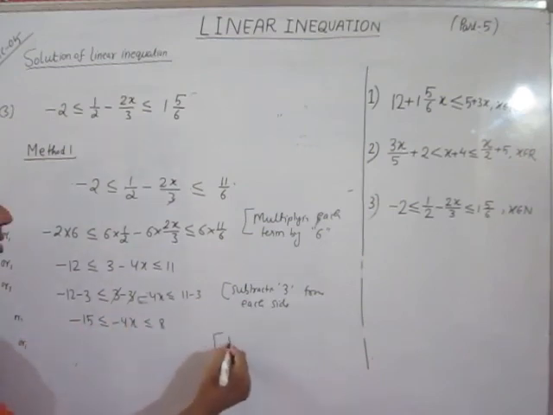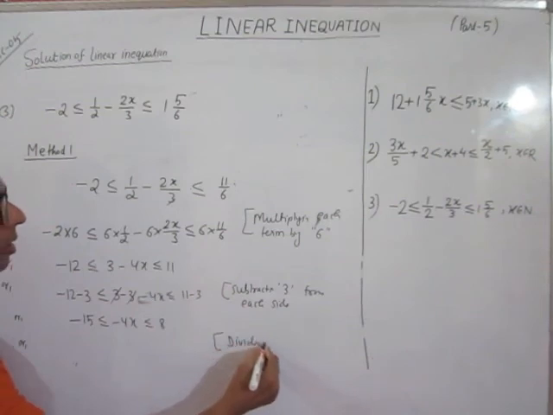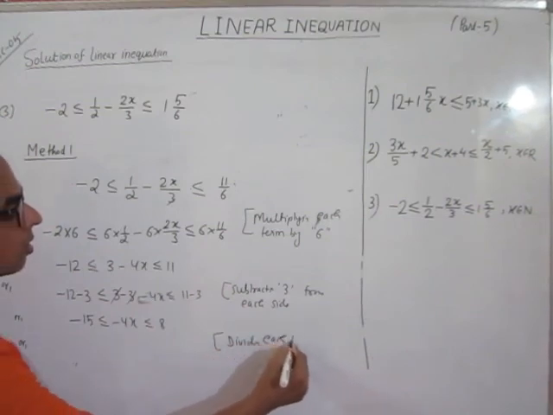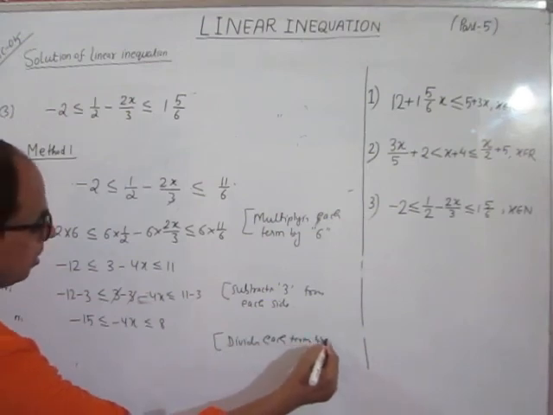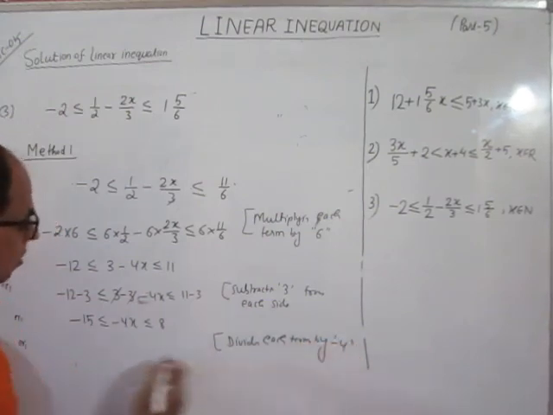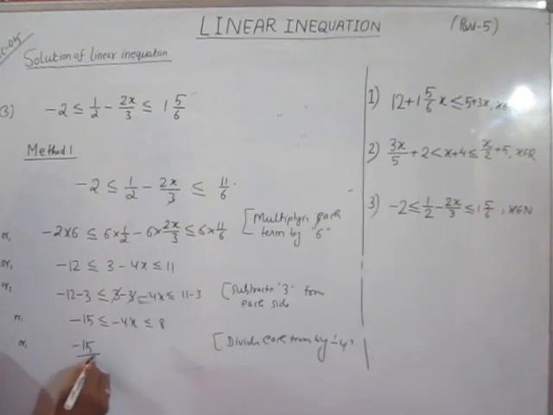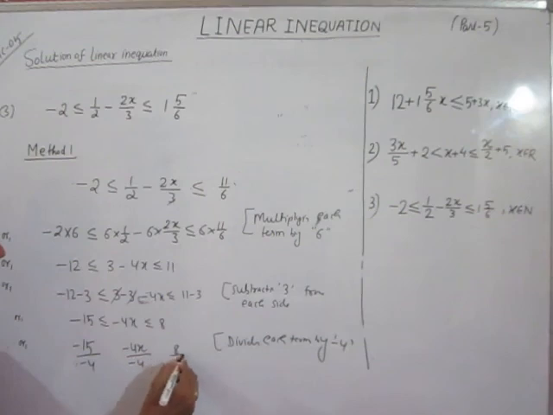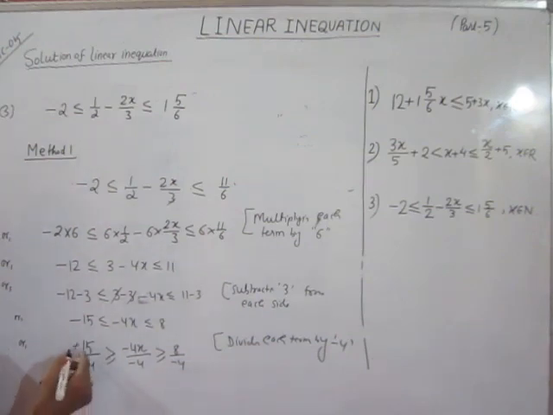So dividing each term by minus 4. So minus 15 divided by minus 4, here minus 4x by minus 4, and here 8 by minus 4. Now of course the sign of inequality reverses according to the rule. So minus minus cancel, 15 by 4, that is 3.75 greater equal to x greater equal to minus 2.